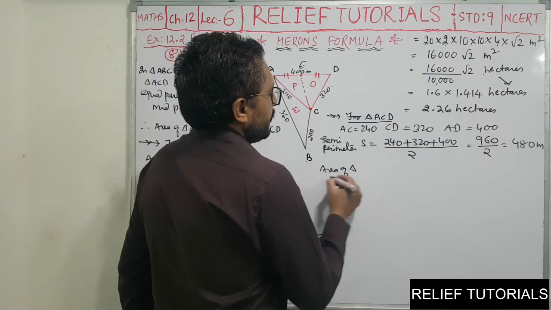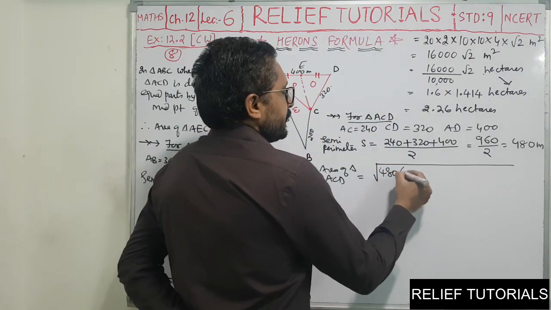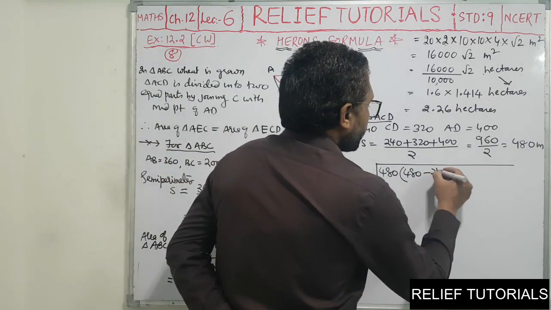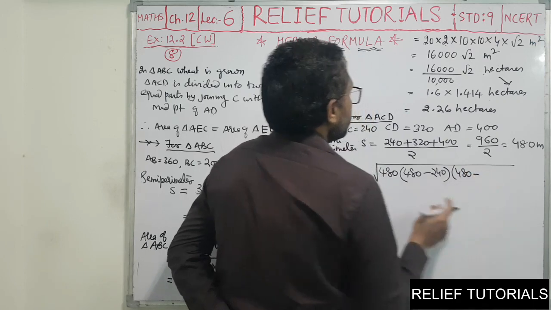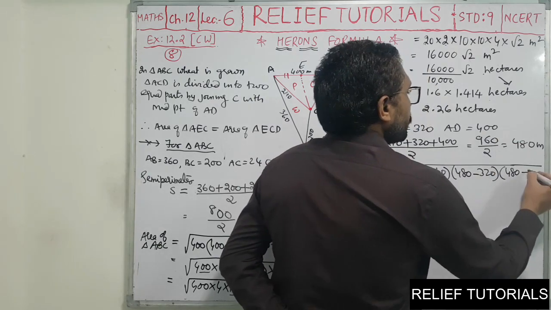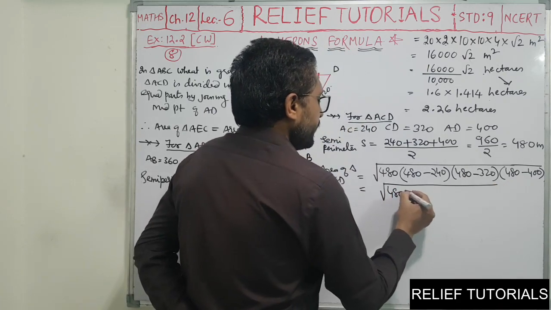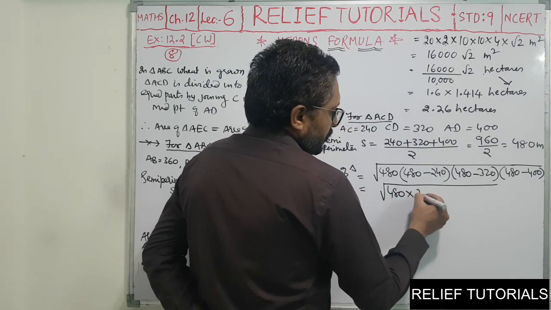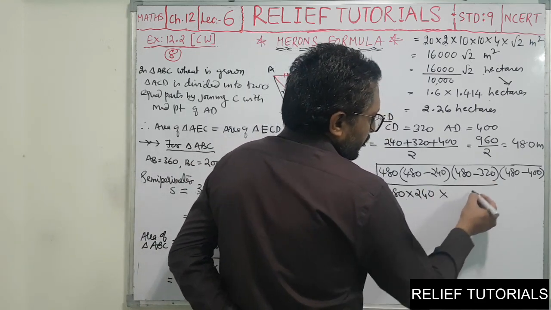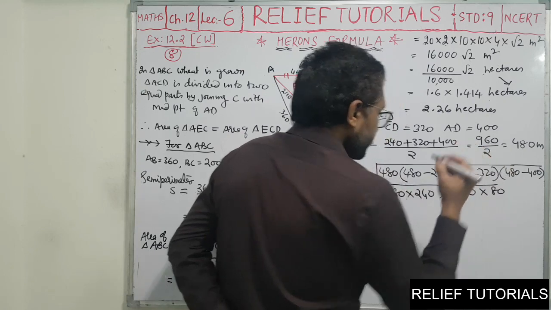Area of triangle ACD. You know Heron's formula, root of S into S minus A into S minus B into S minus C. S is 480. 480 minus A, A is 240. 480 minus B, B is 320. 480 minus C, C is 400. So here you will get 480 into 480 minus 240, so you will get 240. 480 minus 320, 0, 8 minus 2, 6, 160. Here you will get 80.